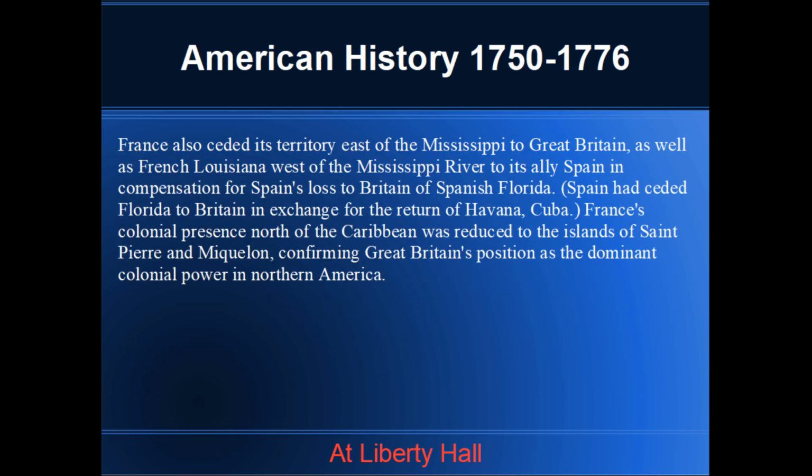France also ceded its territory east of the Mississippi to Great Britain, as well as French Louisiana west of the Mississippi River to its ally Spain in compensation for Spain's loss to Britain of Spanish Florida. Spain had ceded Florida to Britain in exchange for the return of Havana, Cuba. France's colonial presence north of the Caribbean was reduced to the islands of Saint Pierre and Miquelon, confirming Great Britain's position as the dominant colonial power in Northern America.